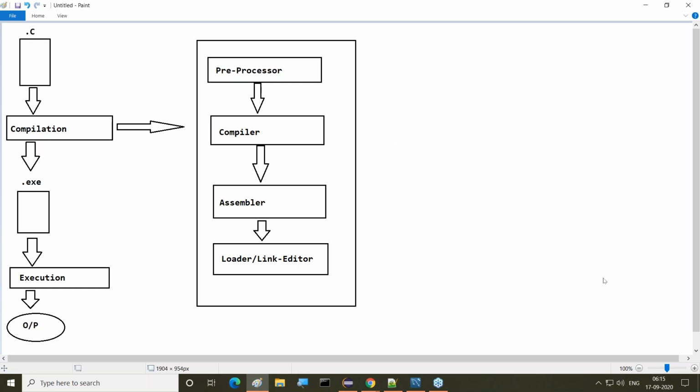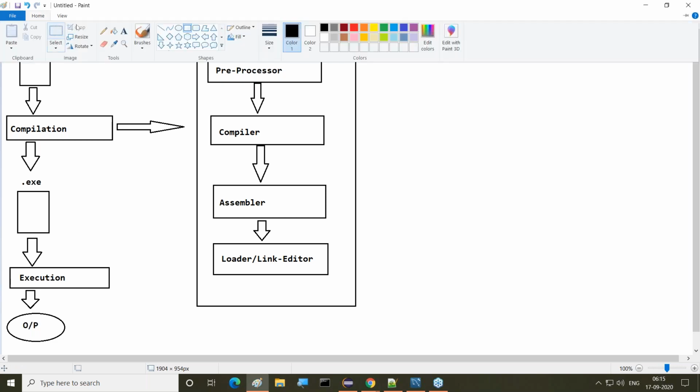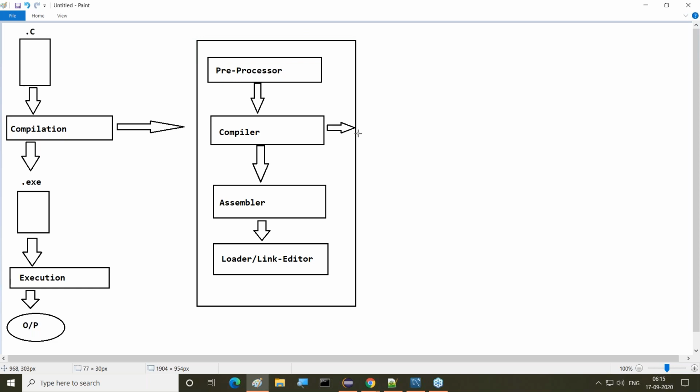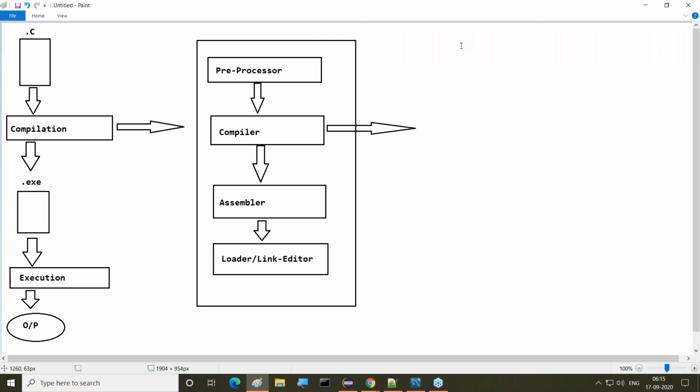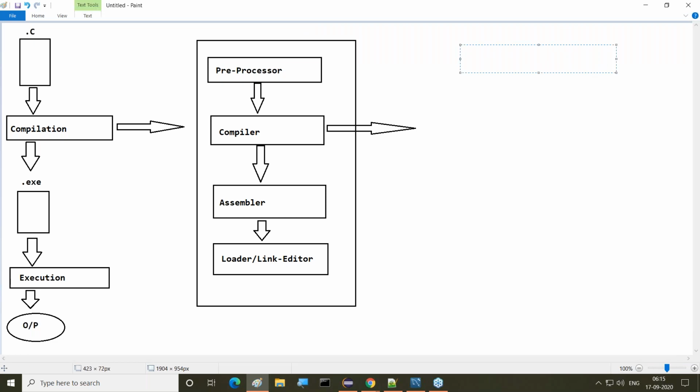But anyway, I want to elaborate on the compiler also, the internal structure of the compiler. Let us see what the compiler is. If you observe the compiler's internal process, inside it we have nearly six phases. What exactly are the six phases?